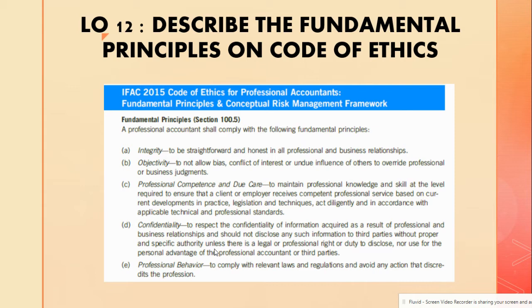And last one is professional behavior, to make sure the professional accountant must comply with relevant laws and regulation and avoid any action that discredit the profession. So what are the example of action that may discredit the profession? For example, involved in falsifying the records, involved in fraudulent bribery and so on. Okay.